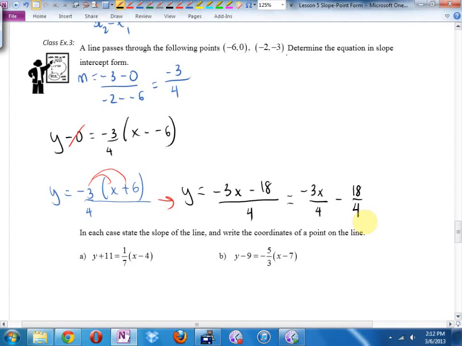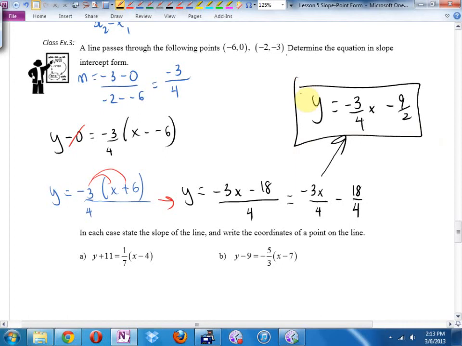Is that in slope-intercept form? Yeah, except I don't like that 18 over 4. How would I choose to write that instead? 9 over 2. Final answer. Y equals negative 3 over 4x, take away 9 over 2. That's the slope-intercept form version of that equation. I'll be honest, I think there's a slightly better way to do this that gets us to this a little quicker, but I'll be showing you that another day. For now, slope point form gets you there.